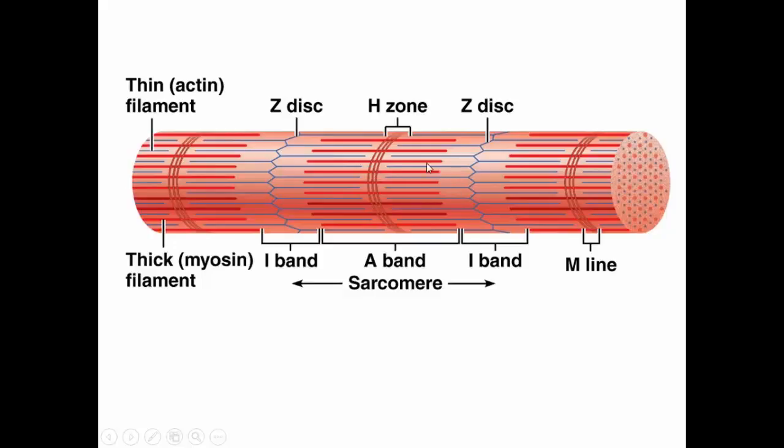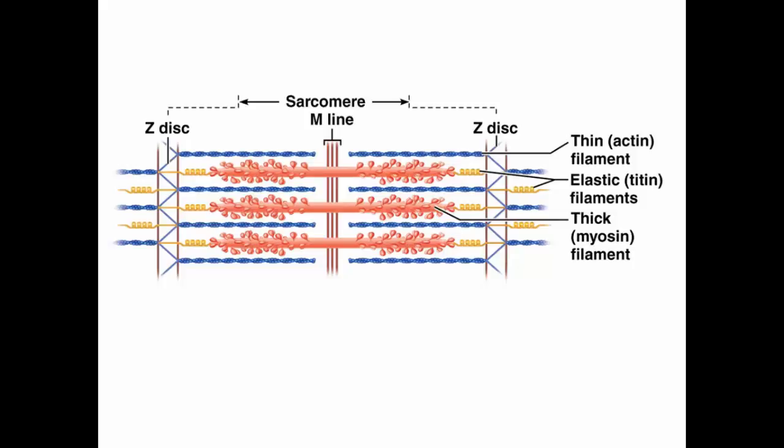These filaments are going to slide over each other to shorten the sarcomere. Now here is a picture that shows the sarcomere a little differently. Here's that M line that's holding the myosin filaments. And the myosin filaments, you can see, have all these heads on them. And then here are the thin filaments, the actin filaments. Your Z disc, and here is the entire sarcomere.